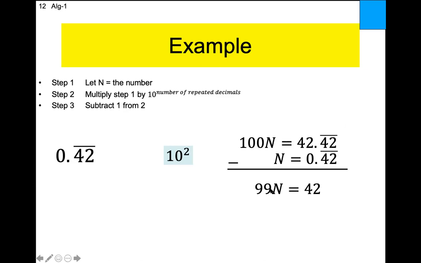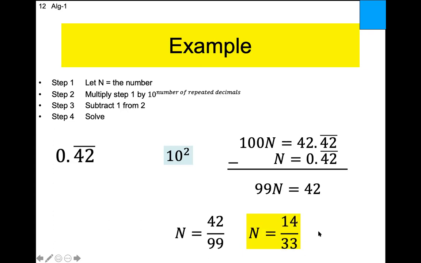Notice, like I said before, the last step will always be the same thing. You're always going to either be dividing by 9 or 99 or 999 or 9,999. This time we're dividing by 99, so we get 42 over 99. Does 3 go into that? Yeah, it does. 3 goes into 42 14 times, and 3 goes into 99 33 times. So we get 14 over 33.